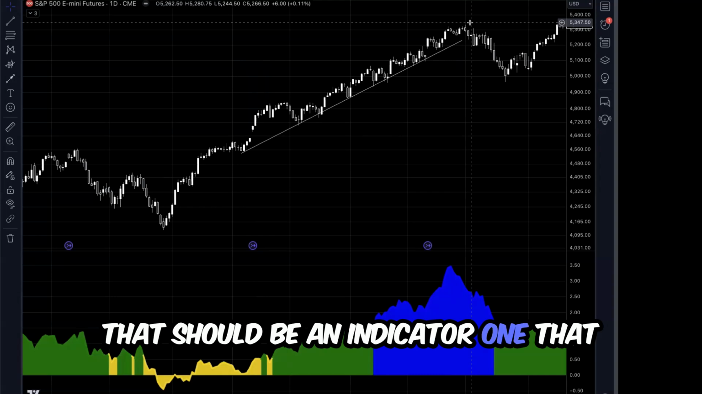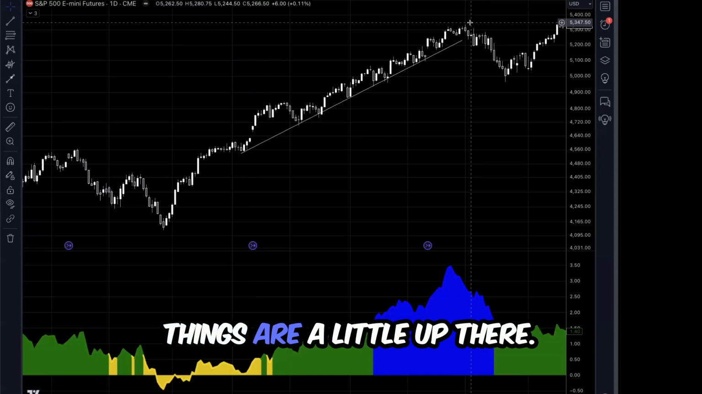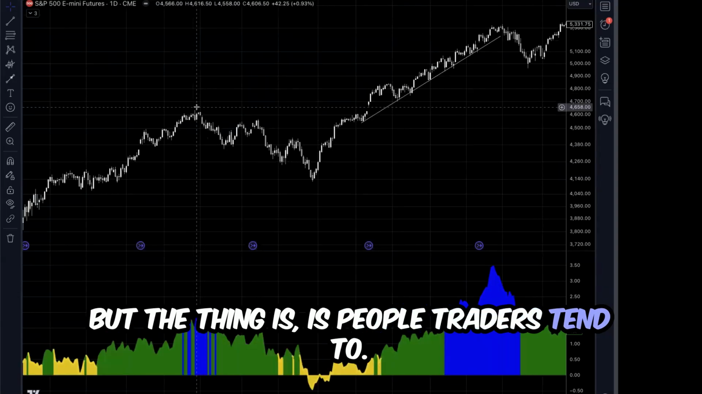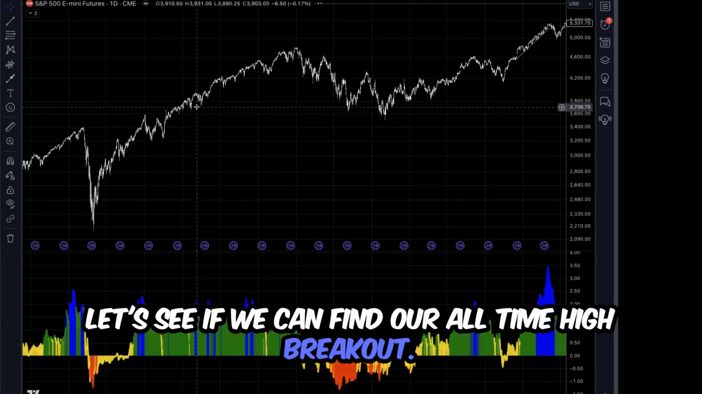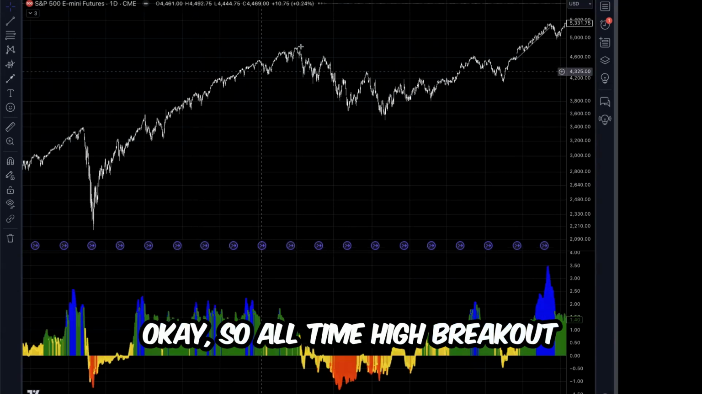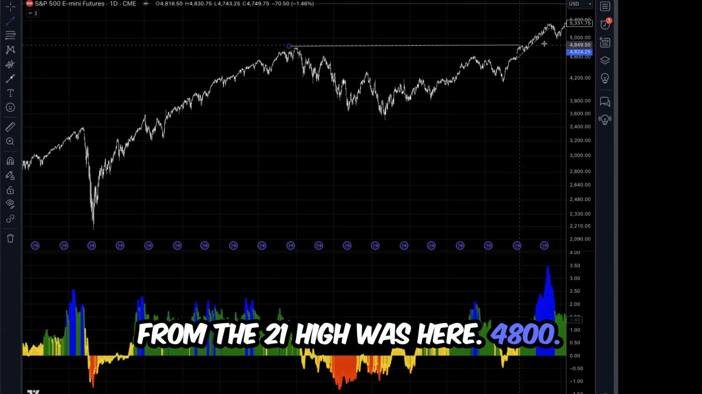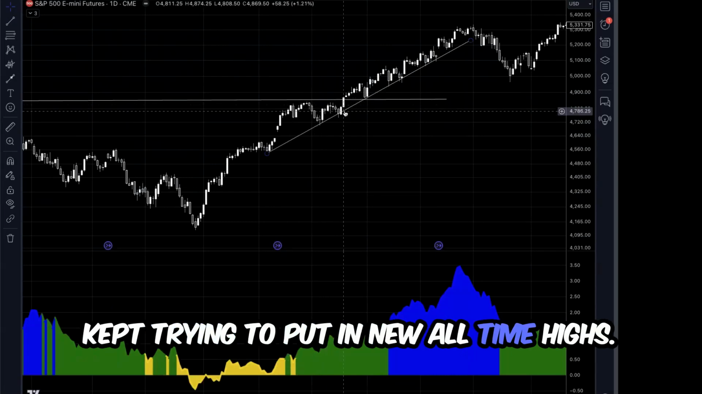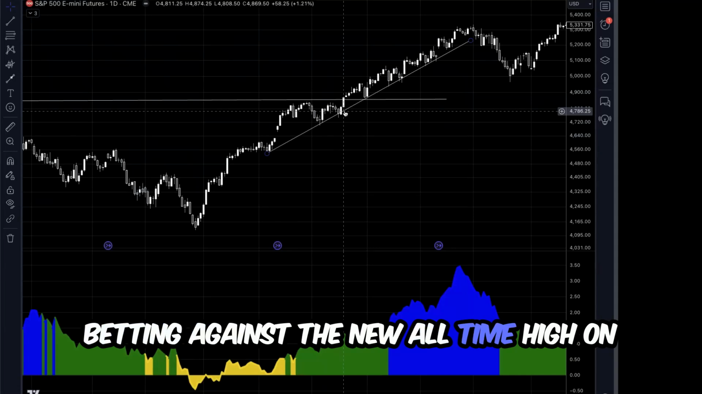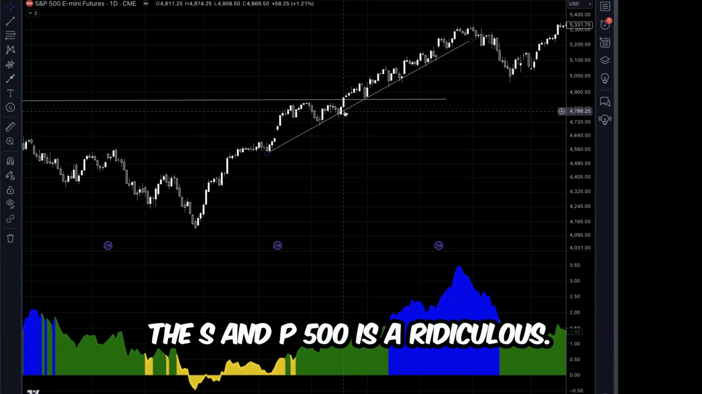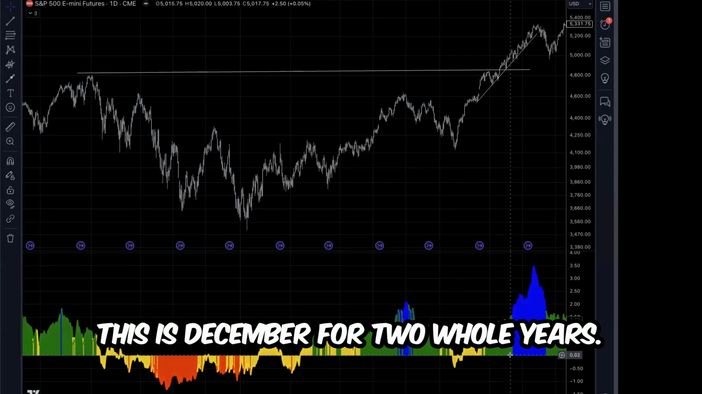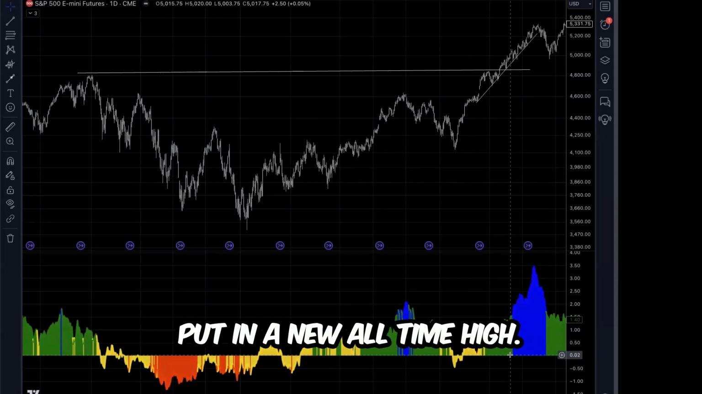That should be an indicator, one, that things are a little up there. But the thing is, people, traders, tend to... let's see if we can find our all-time high breakout. Okay. So the all-time high breakout from the 21 high was here, 4,800. Now notice how we kept trying to put in new all-time highs. Betting against a new all-time high on the S&P 500 is ridiculous. That would have been December 2021. This is December. For 2 whole years, it did not put in a new all-time high.